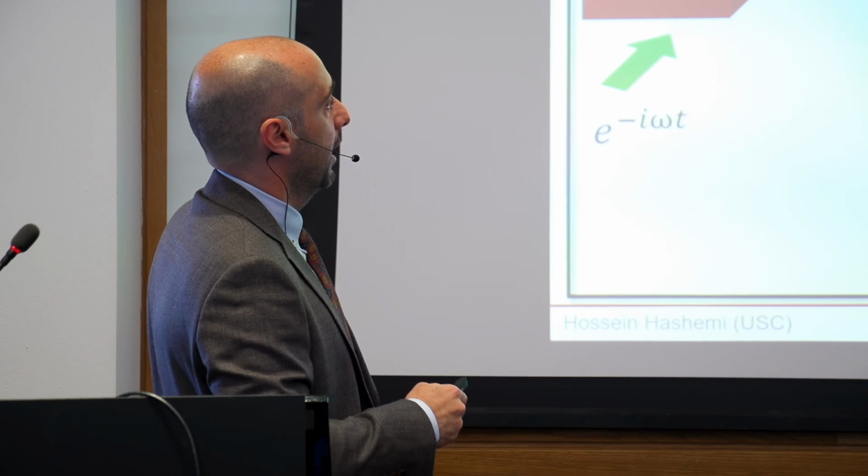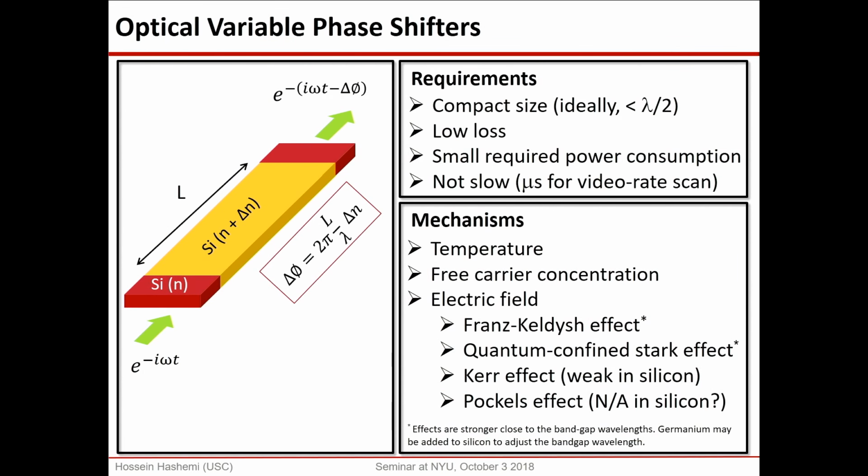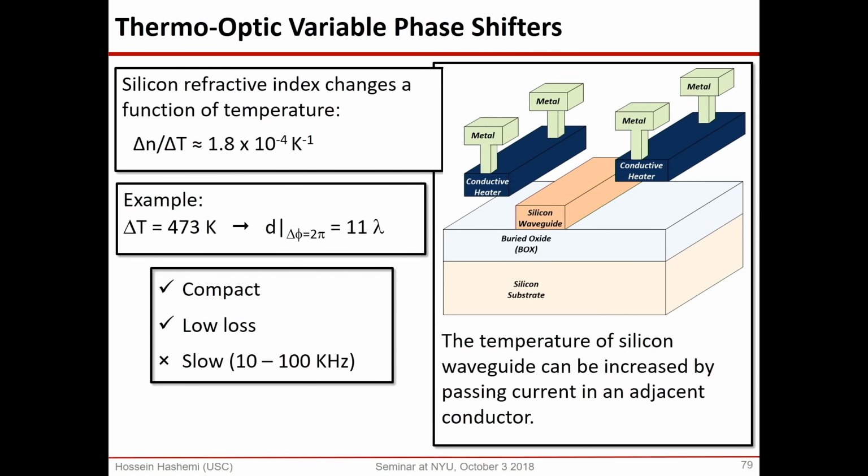The only option you have is to change the index of silicon, and the index of silicon doesn't really want to change. It does change with temperature. It does change with free carrier concentration, and there are some different effects: Franz-Keldysh effect, quantum confined Stark effect, Kerr effect, Pockels effect, and different effects can be used and have been used into creating different indexes and phase shifts.